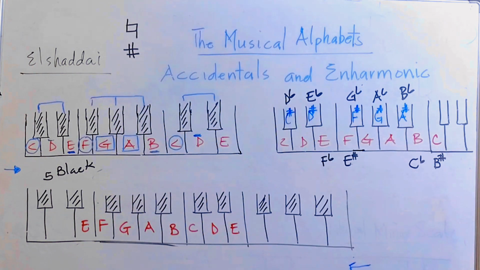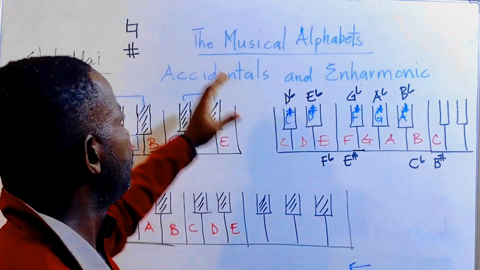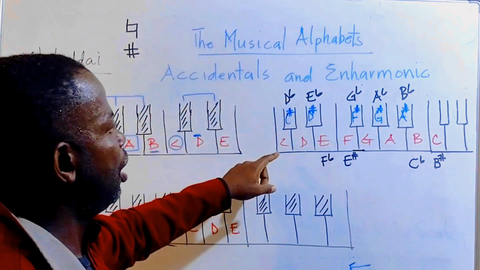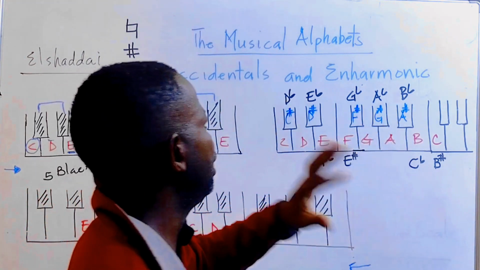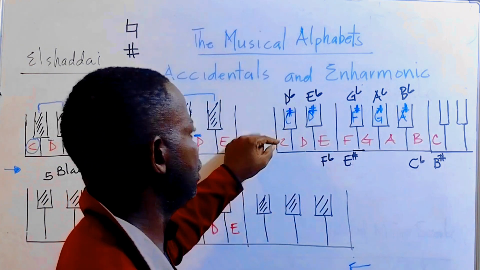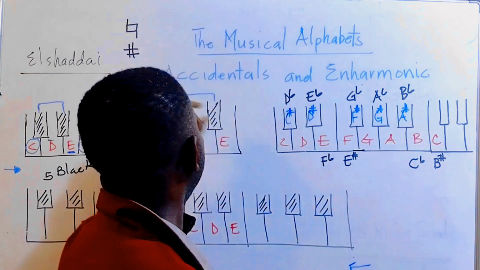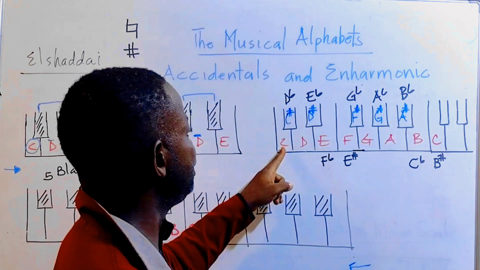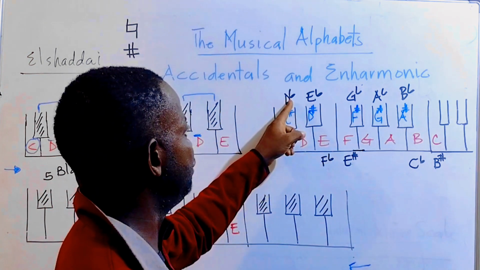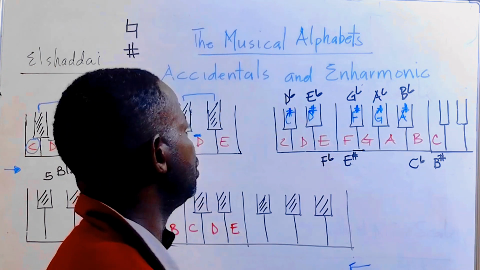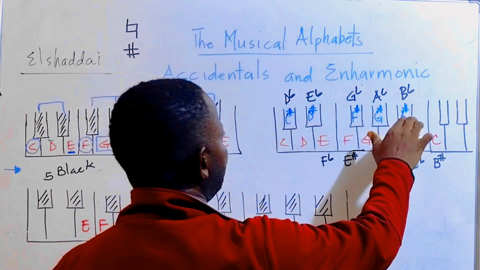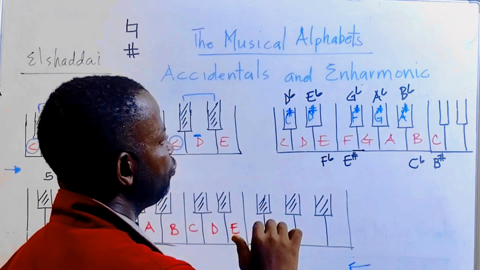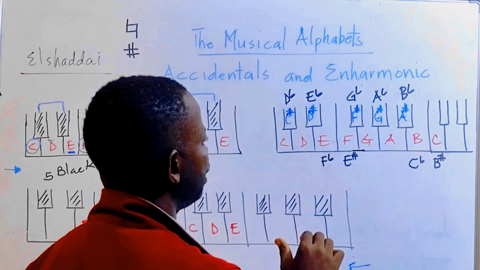The accidental and the enharmonic can be described right on this board. The musical alphabet are the white keys. So C, D, E, F, G, A, B, C are the musical alphabets, the keys with the red letter. The accidentals point to C sharp, D flat. The accidentals relate to the sharp and the flat. So if you watch on this board, we have something that's happening here.